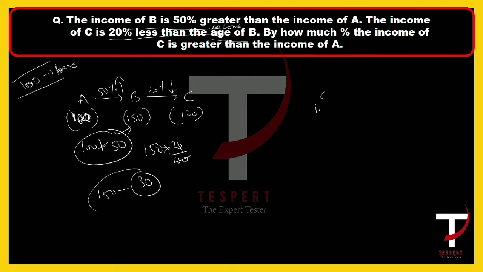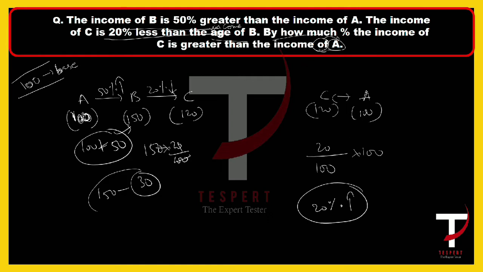So income of C is 120, income of A is 100. What's the difference here? The difference is 20, by what? The initial, the one to whom we are comparing, which is A. As I told you in the previous slides, this is the "by of" rule: whatever entity follows "of" will be in the denominator. So A's value must be in the denominator, into 100, which is equal to 20% increase. By 20%. Let's move on to the next slide.